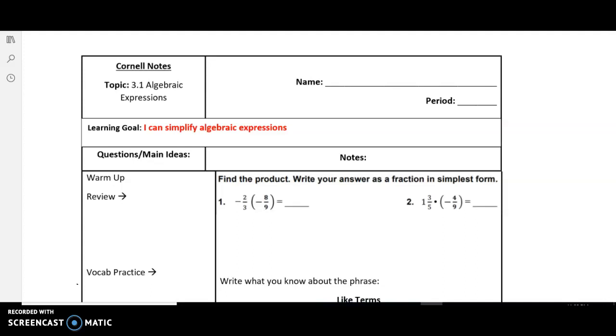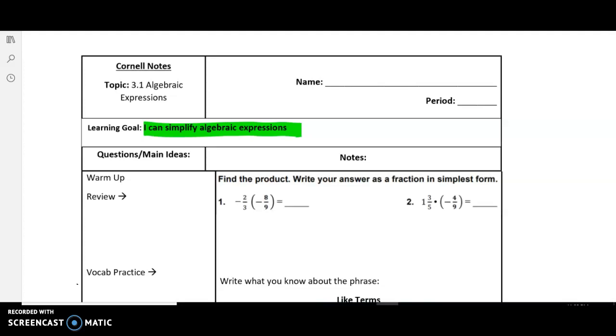We're doing chapter 3 today, which is expressions. And to start off, we're going to start with 3.1, which is algebraic equations. So our learning goal today is that I can simplify algebraic equations. And I want you to write this at the top of your notes.